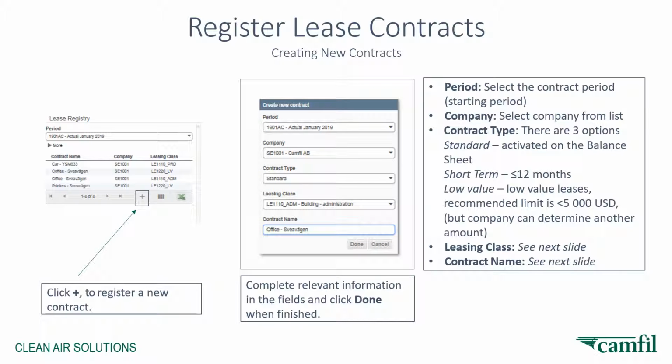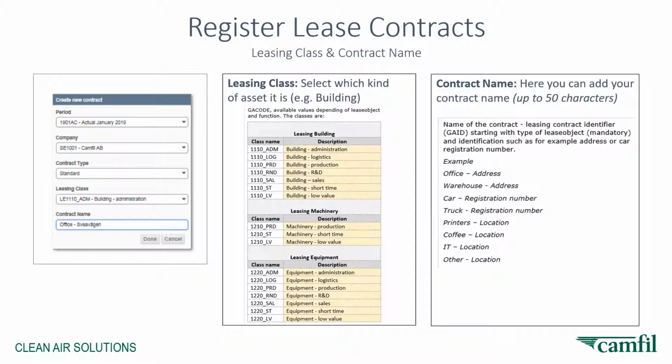To create a new contract in RO Lease, you must select the essential parameters from the following drop-down menus: Period, Company, Contract Type, Leasing Class, and Contract Name. With the new standard, contracts will be activated on the balance sheet. If you recall, short-term contracts are less than 12 months, and low-value assets must have a value below 50,000 Swedish kroner, or $5,000. At Camfil, we classify coffee machines and photocopiers as low-value assets.